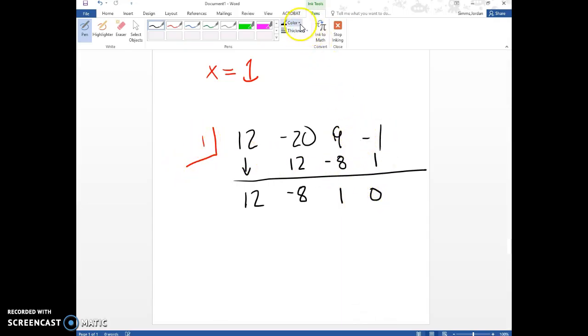So what this means, our last column here is the remainder. So we have no remainder, which is generally a good thing. The fact that we don't have a remainder tells me right off the bat that 1 is in fact a solution to this. So we just verified that already.